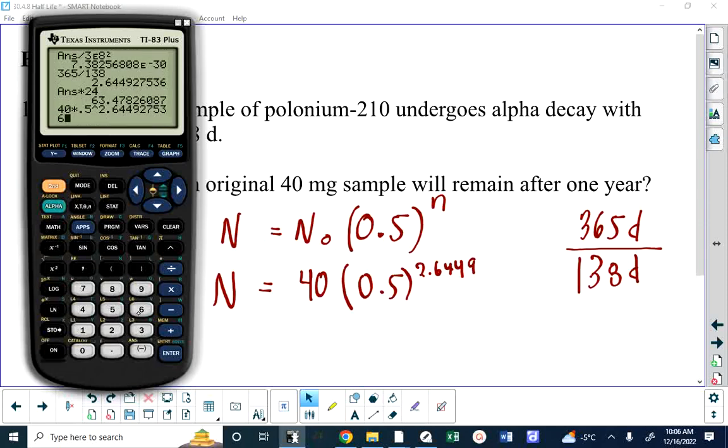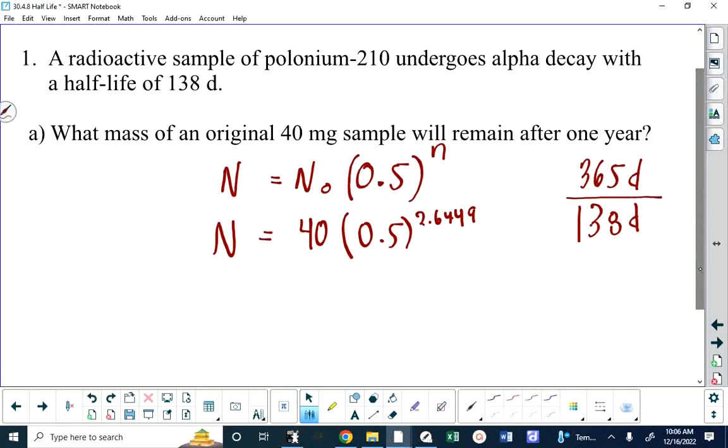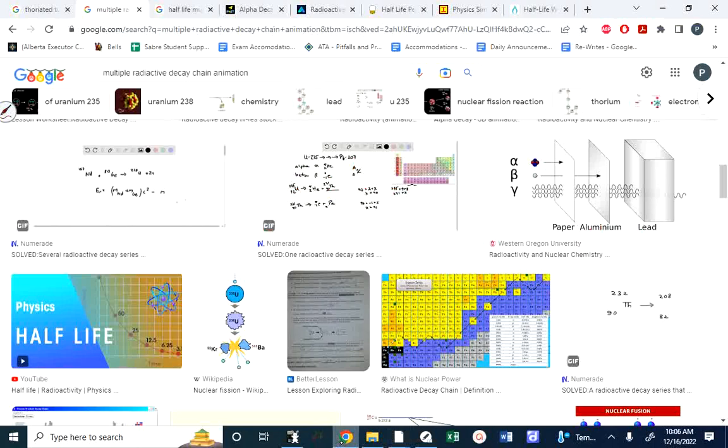I think that looks right. Your calculator knows the order of operations. It knows it has to do the exponent first before it applies the product. 40 times 0.5 raised to the 2.644927536. So about 6.4 milligrams remain. The amount of the parent material that's still left after that period of time is 6.4 milligrams. And by the way, I'll just show you this briefly.